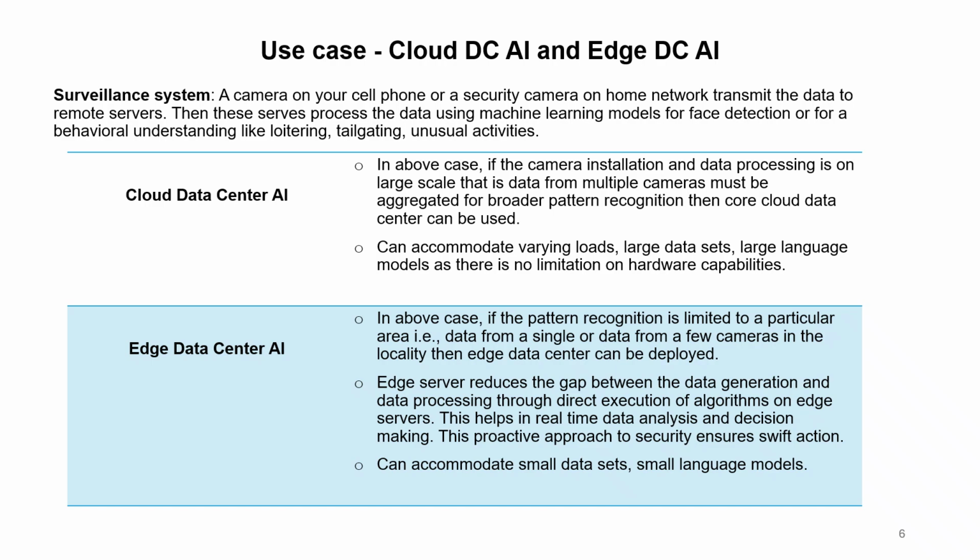Edge servers reduces the gap between the data generation and data processing through direct execution of algorithms on edge servers. This helps in real-time data analysis and decision making. This proactive approach to security ensures swift action. The choice between a global or local execution, that is, execution of AI models at the traditional or core data center or at the edge data center, depends on the specific requirements and constraints of use case.